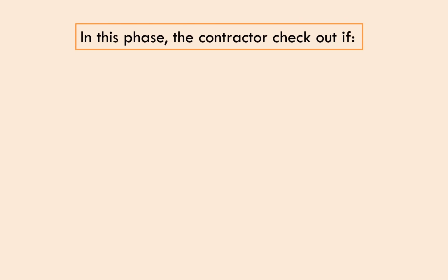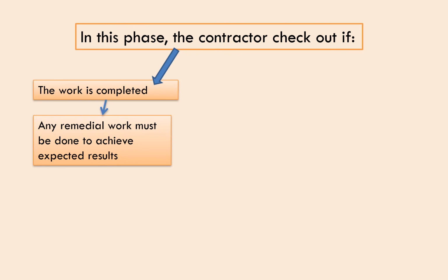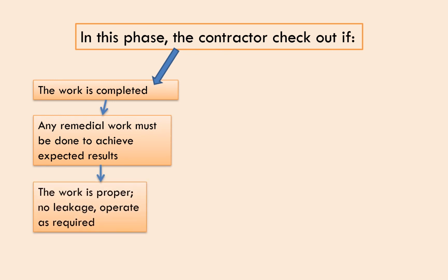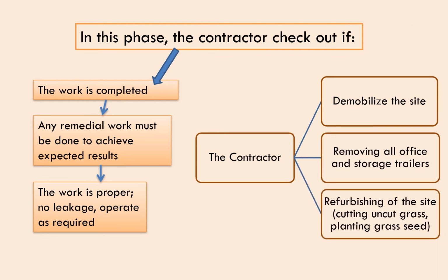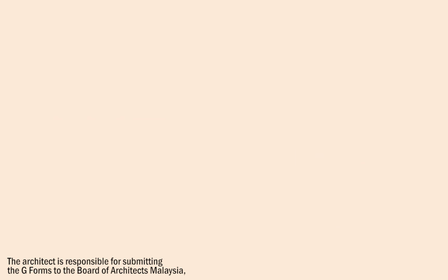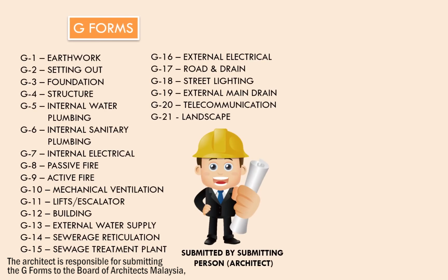During this phase, the contractor checks if the work is completed properly and if there is anything that needs to be changed to achieve better results. He will also demobilize the site by removing all office and storage trailers and by refurbishing the site. The architect is responsible for submitting the G forms to the Board of Architects Malaysia in order to issue the Certificate of Completion and Compliance (CCC).